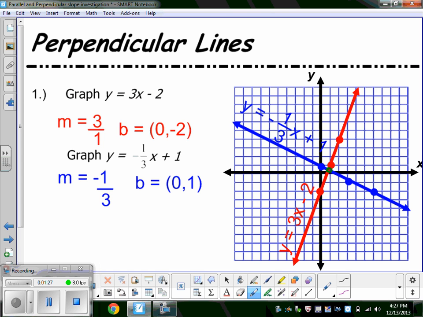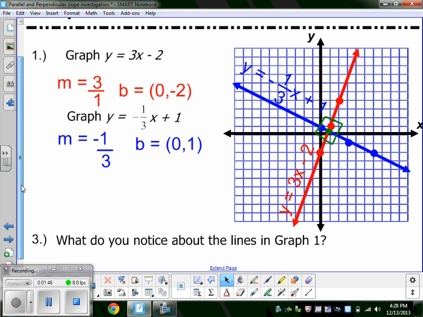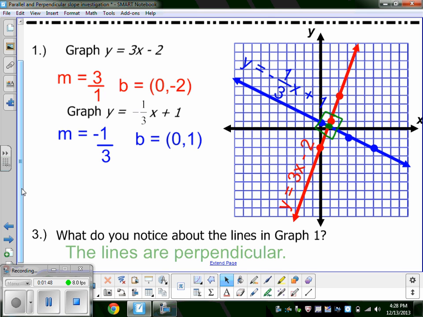You should see right here at this point where they intersect, we have a series of right angles created. Of course, if you remember your vocabulary from the past, whenever two lines intersect and create four right angles, we are dealing with two lines that are perpendicular.